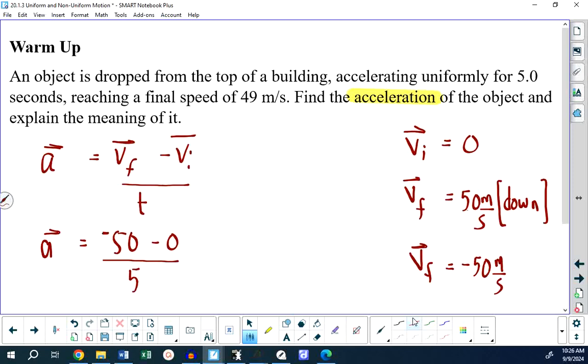So VF is negative 50. I'm subtracting VI, which is 0, and it's over 5. This is what I was talking about the other day, that right now anyway, I don't care about units. We're here to understand the physics. We know what the units are going to be. We can put them in later. So you work that out, and you get negative 10.